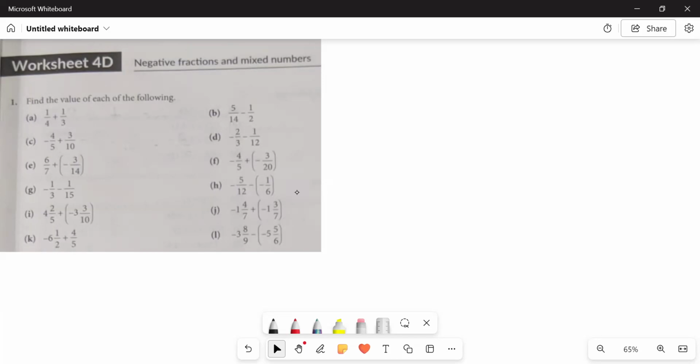Okay, so let's start from part A, which says 1 upon 4 plus 1 upon 3. Here we have two different fractions. What are we going to do? We'll simply multiply 4 by 3 and 3 by 4, right? And same with their numerators. We'll multiply their numerators with the same number. It would become 3 upon 12 plus 4 upon 12, right? Both are positive. So we'll add 3 and 4. It would become 7 upon 12, and this is the answer. Simple, right? It's the simple one that we have done up till now.